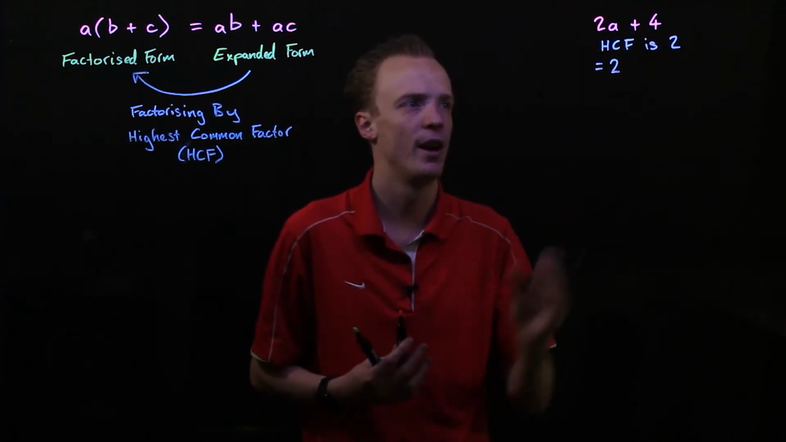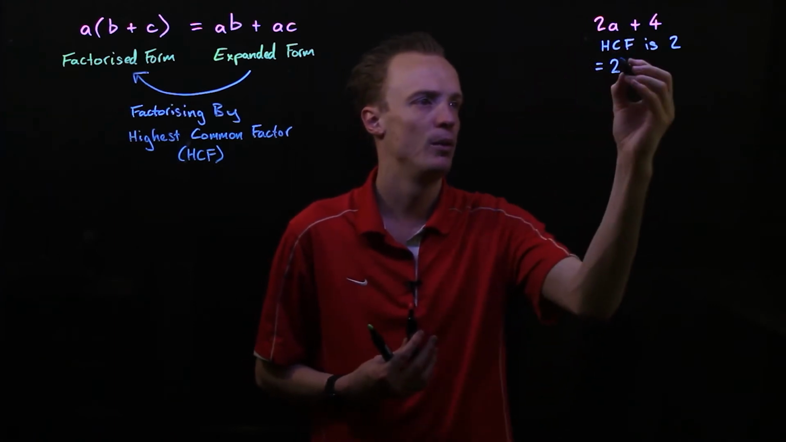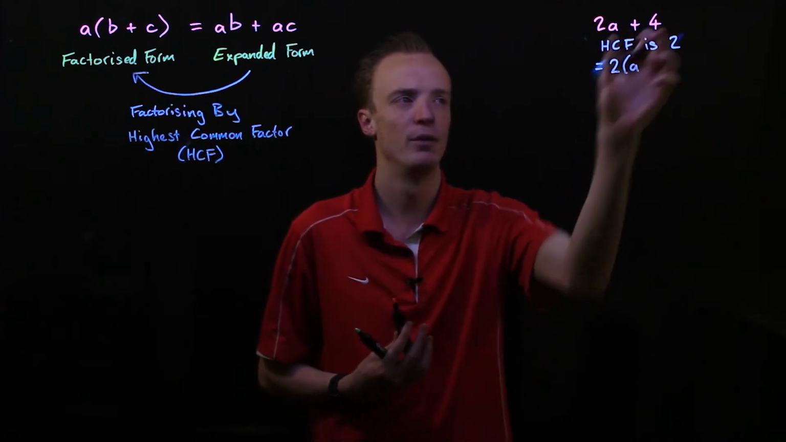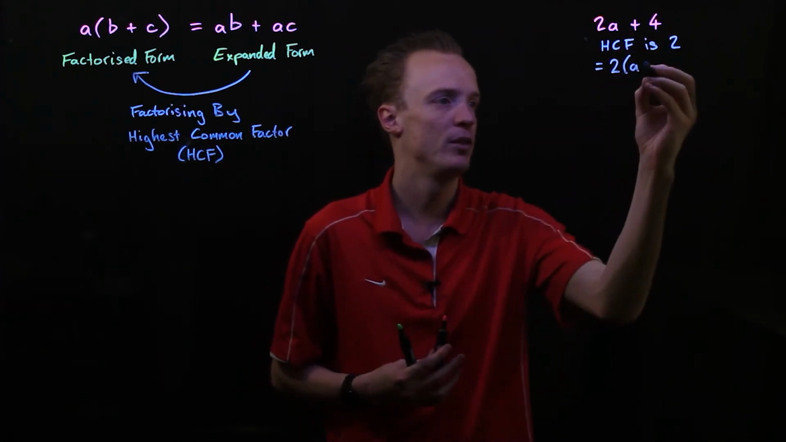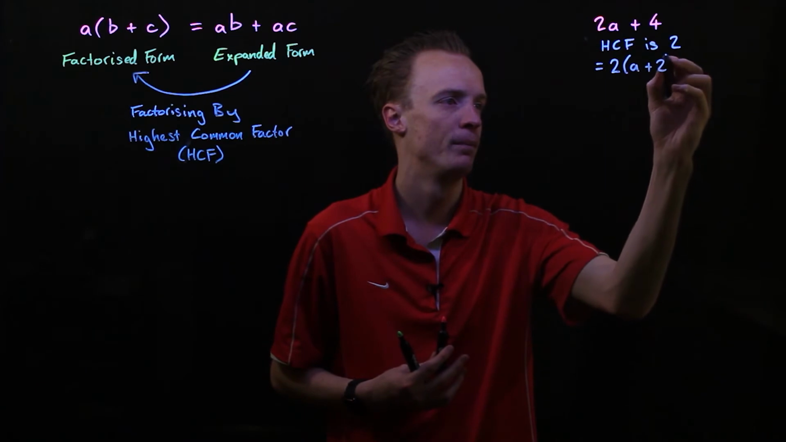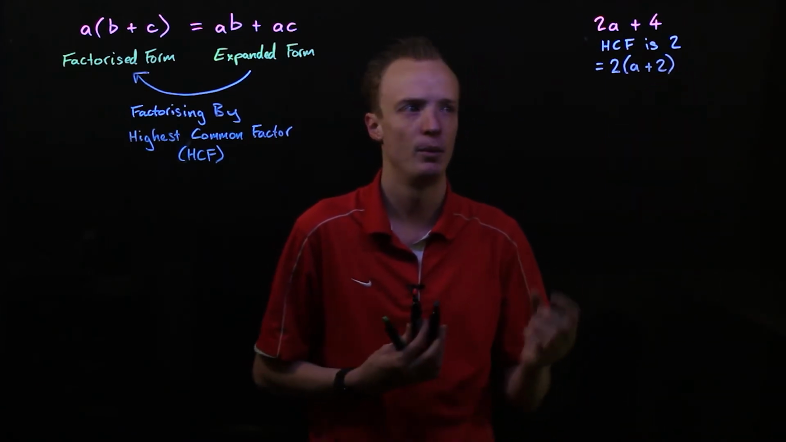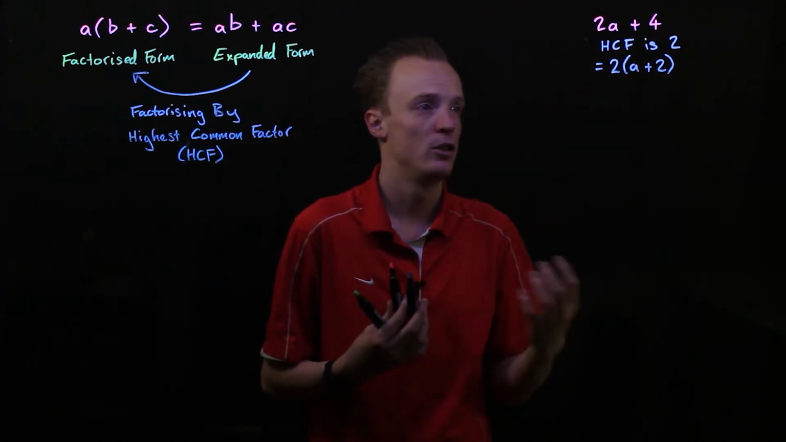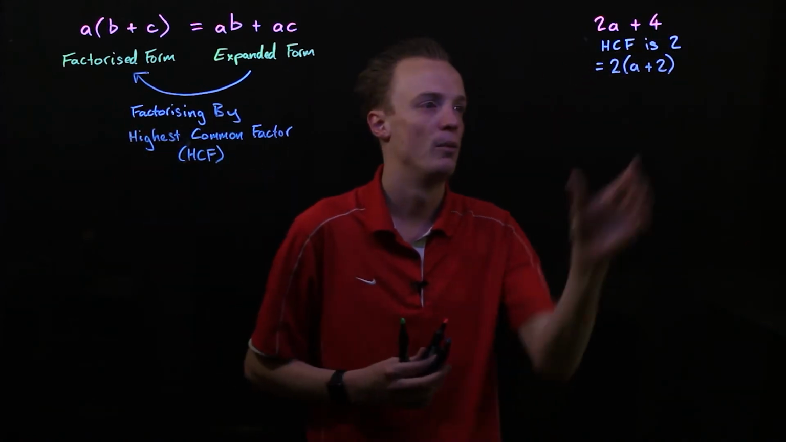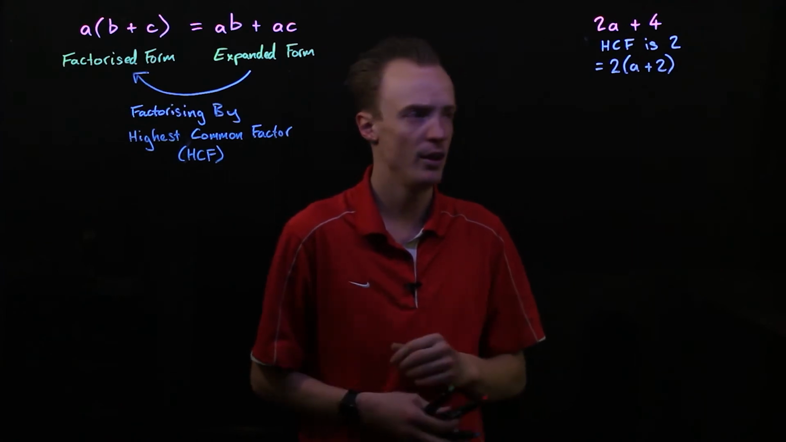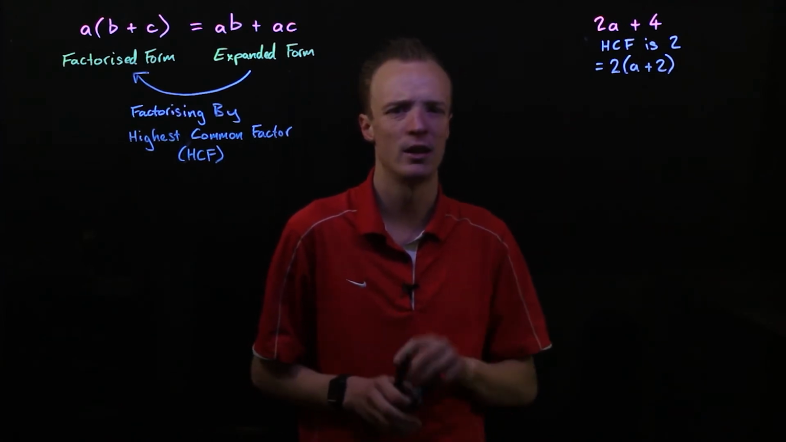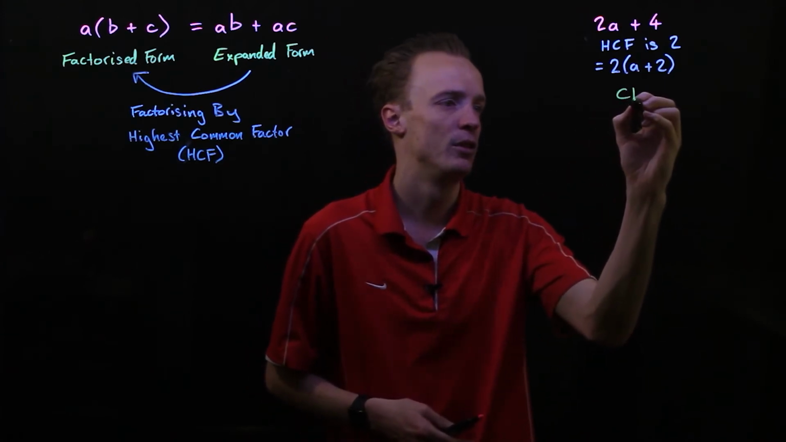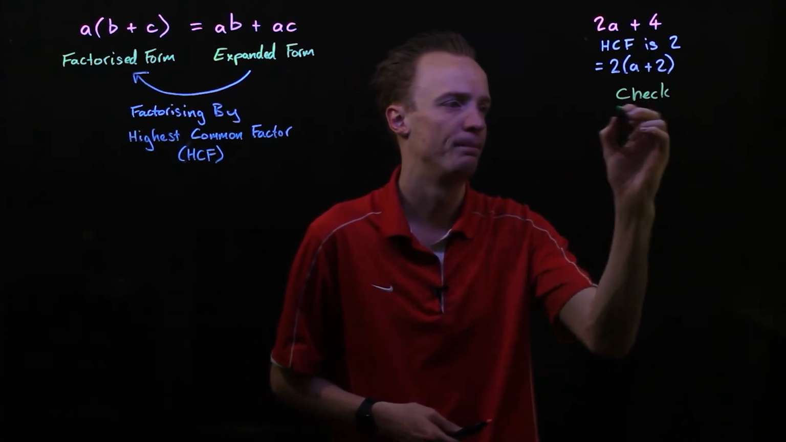So if we were to divide 2a by 2, we would just be left with a. And if we were to divide positive 4 by 2, we would be left with positive 2. What we've now achieved is we've moved from the expanded form up in here to the factorized form which we've got here. The advantage with all of these is we can always check that we're right by using the distributive law. So let's do what I call a check step.